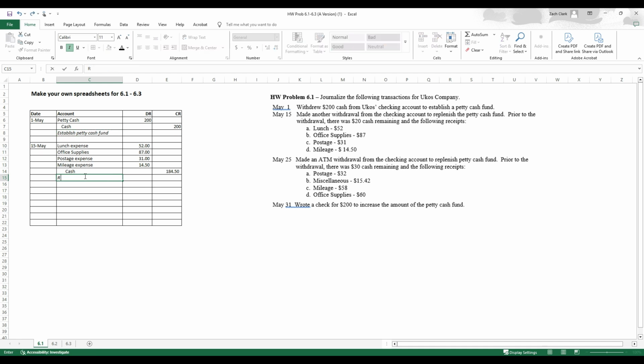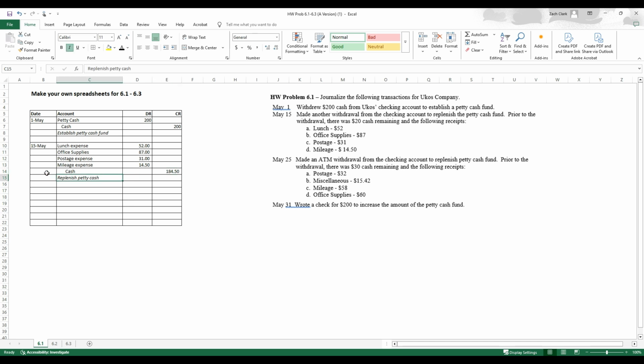But then let's just say we're going to replenish petty cash. Okay. So those are all coming straight off of all the receipts that we see. And we pull cash out of our bank account just like we did to start. And that'll bring us back up to the $200 that it should be.